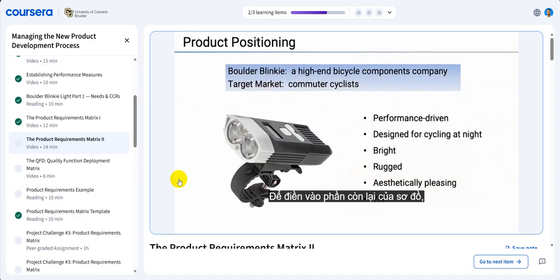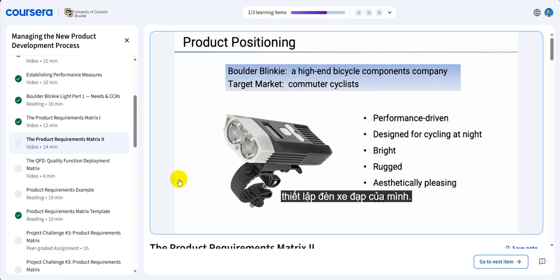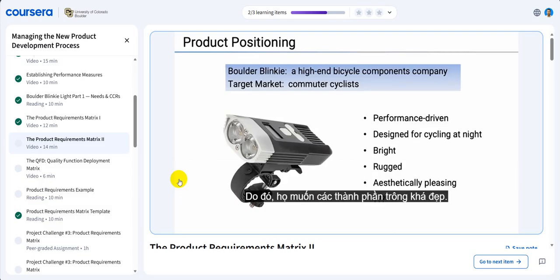To fill out the rest of the diagram, let's start thinking about product positioning once again. Remember, Boulder Blinky is a high-end bicycle components company. That should tell us straight away what kind of positioning we're establishing our bike light to be. The target market is defined as those commuter cyclists. So if we had to put together a high-end bicycle components company with commuter cyclists, what do you think we would end up with? We would expect a light that is performance-driven, designed for cycling at night, be rather bright, also be pretty rugged because it's for commuter cyclists, aesthetically pleasing because I'm guessing commuter cyclists that would be interested in high-end products have probably spent a lot of money on their bicycle. Therefore, they want the components to look pretty nice too. And then anything else that we might come up with.